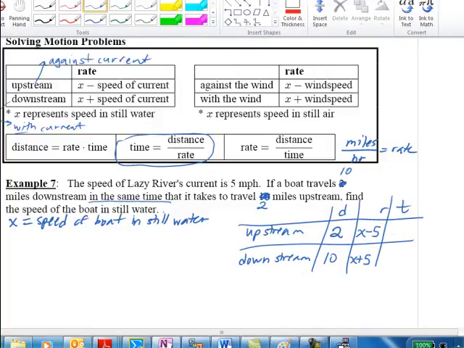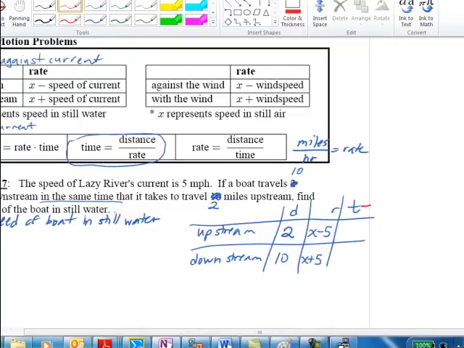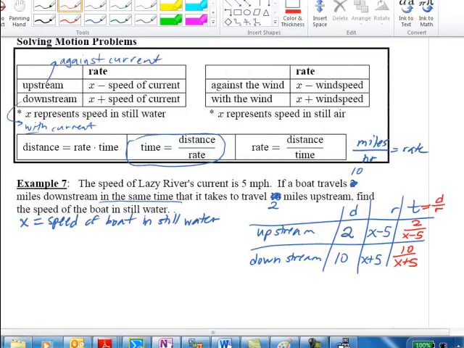And then the time column, we're going to do distance divided by rate. So the last column will be a combination of the other two. So we'll do 2 divided by x minus 5, and we'll do 10 divided by x plus 5. And then in the description it was given that the times were the same. So that's where our equation is going to come from. So in the same time, that means that the time for the upstream should be the same as the time for the downstream.